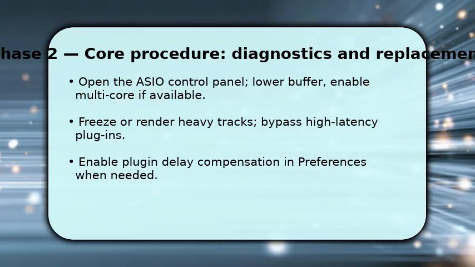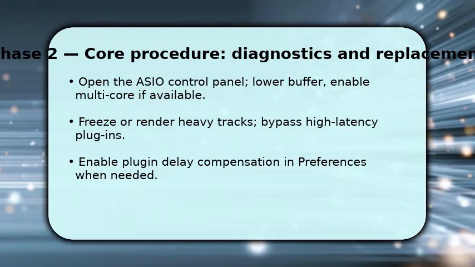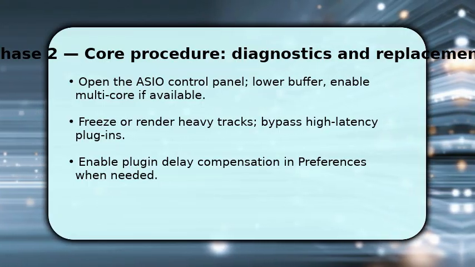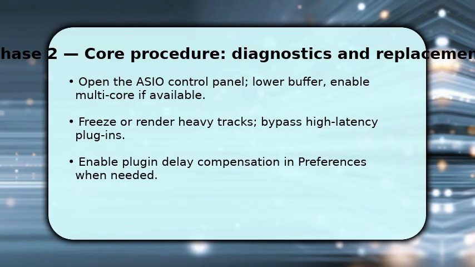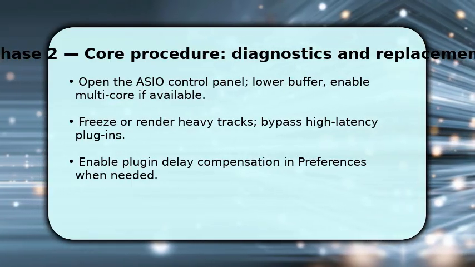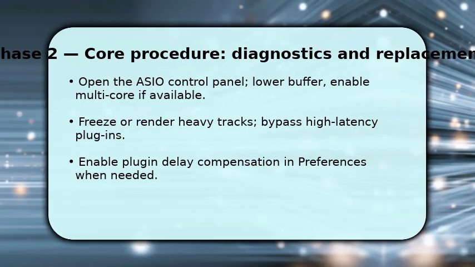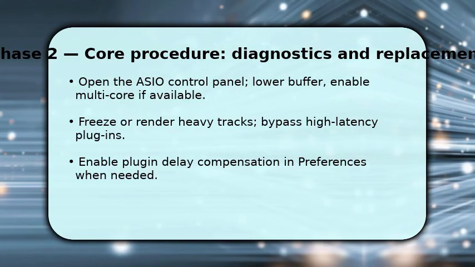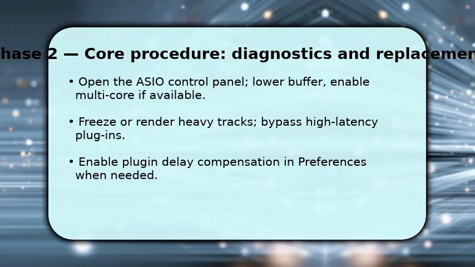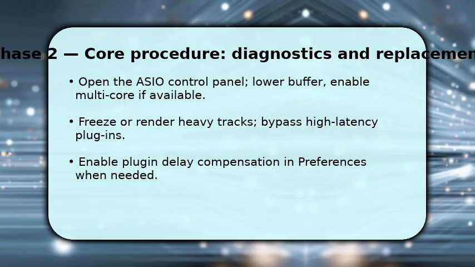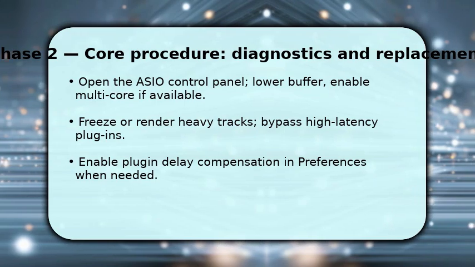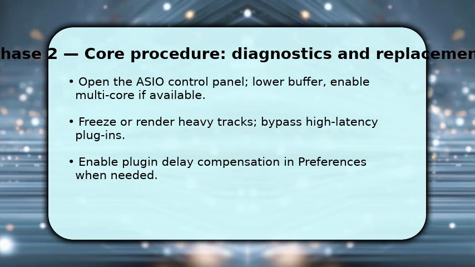Next, dive into the ASIO control panel and lower the buffer incrementally while testing for XRuns. Balance between lower latency and stable audio. Once done, freeze or render CPU-heavy tracks and bypass, or replace high-latency plugins with low-latency alternatives during tracking. Make sure Reaper's plugin delay compensation is enabled so timing stays correct when you re-enable plugins. If you need more headroom, enable multi-core processing and increase disk cache. These changes help while keeping latency low.